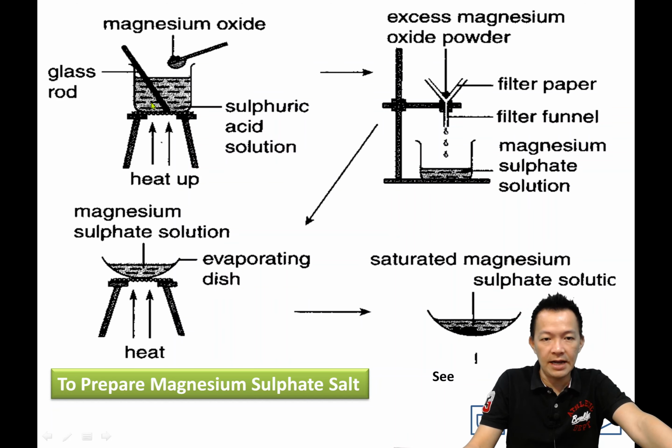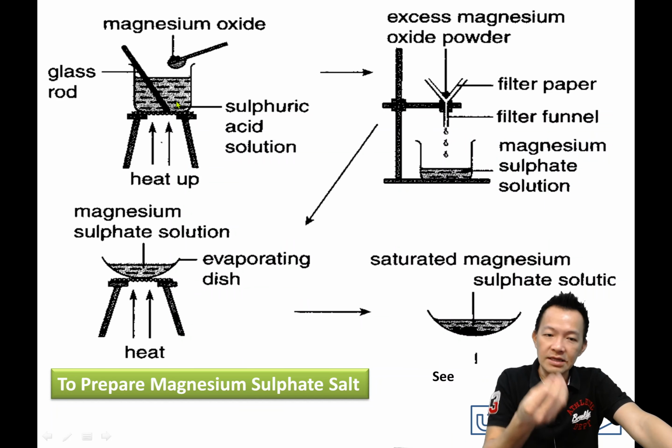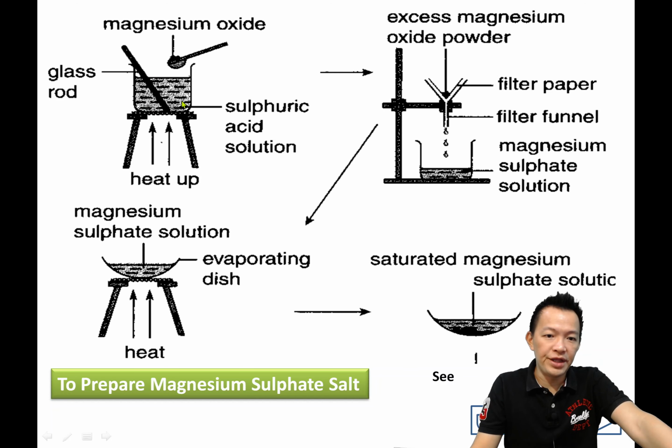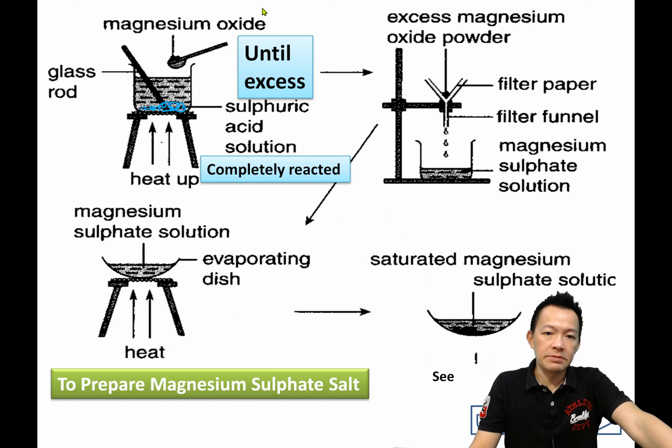So heat your sulfuric acid, add the magnesium oxide powder into the sulfuric acid and stir. Magnesium oxide dissolves. Add another spoon of magnesium oxide, stir, it dissolves. Add another spoon, stir, it dissolves. Add another spoon, but add until when? Simple. Add until the magnesium oxide cannot dissolve anymore into the sulfuric acid. Add the magnesium oxide until it is in excess.